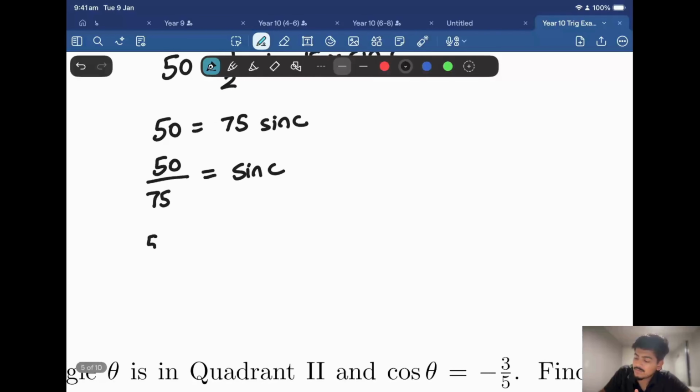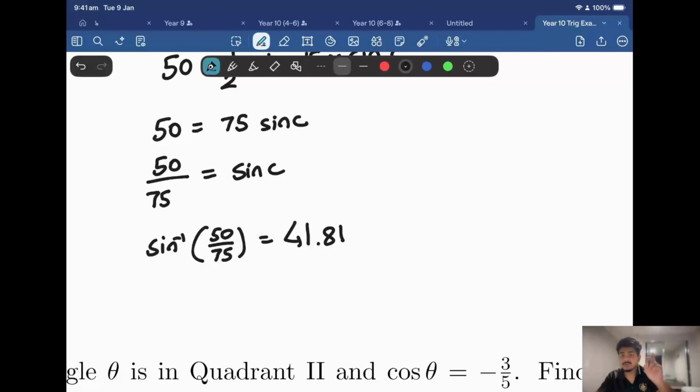So you do the sine inverse, right? So sine inverse 50 over 75, and you get 41.81. Okay, remember, obtuse, right?